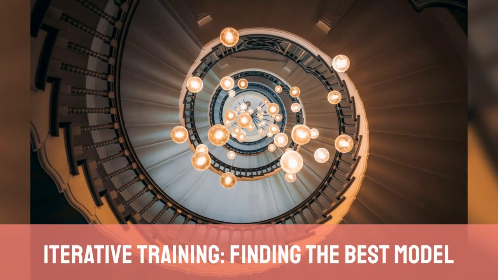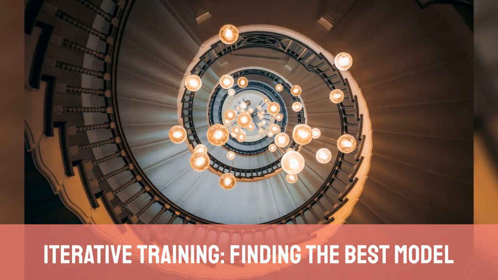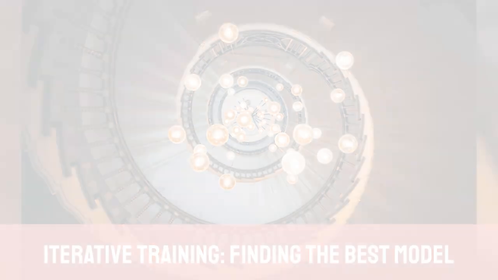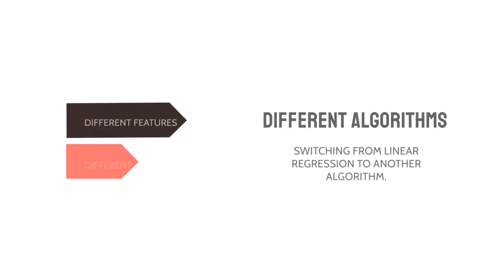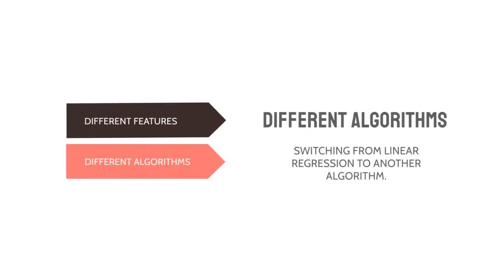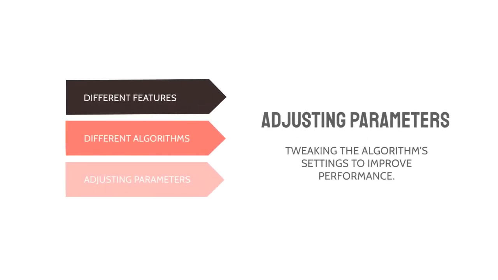In a real-world scenario, you don't just train a model once. Data scientists use an iterative process of training, evaluating, and refining the model. They may try different features, choosing which data columns to use, like number of bedrooms, location, etc. Different algorithms, switching from linear regression to another algorithm. Adjusting parameters, tweaking the algorithm's settings to improve performance. This cycle is repeated until the model's evaluation metrics are good enough for the specific problem you're trying to solve.